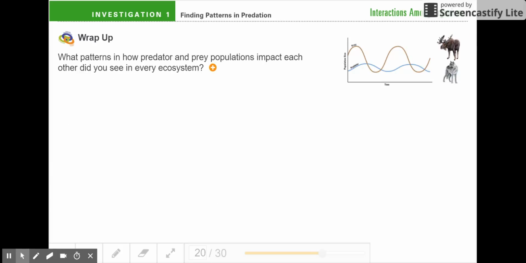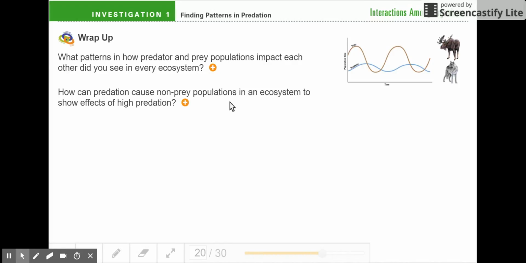Finally, what patterns in how predator and prey populations each impact each other do you see in every ecosystem? Right? How can predators cause non-prey populations in an ecosystem to show effects of high predation?